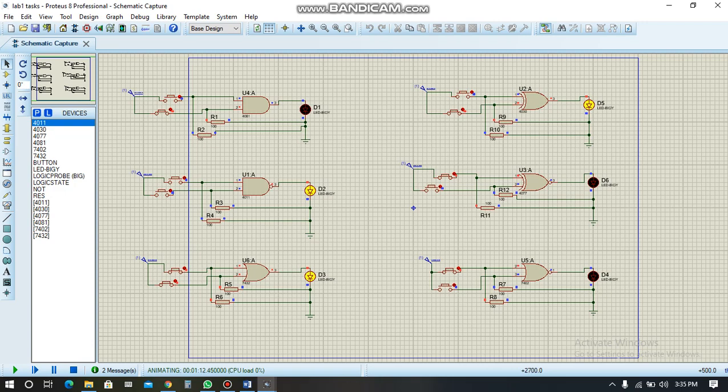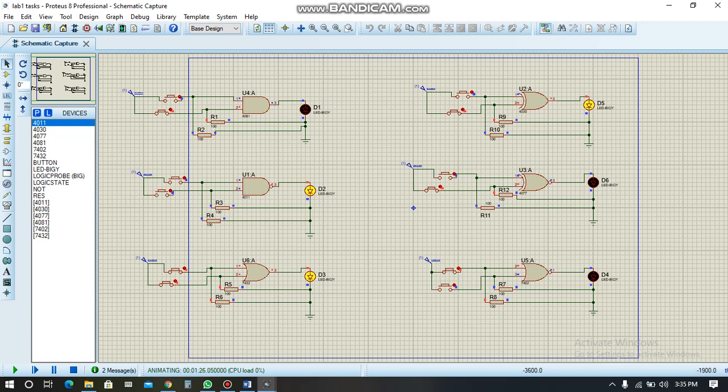Opposite to that is the XNOR gate. If both are high or both are low, we get a high signal. If either one is low and the other high, then it gives a low signal.